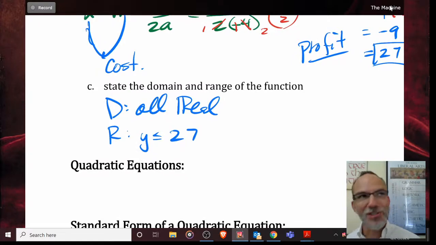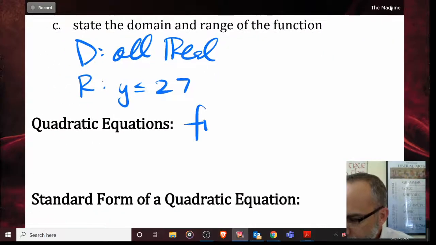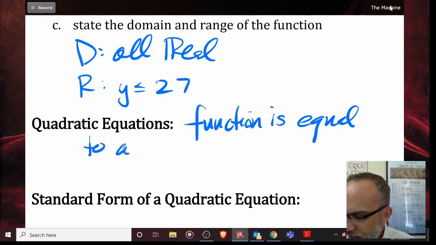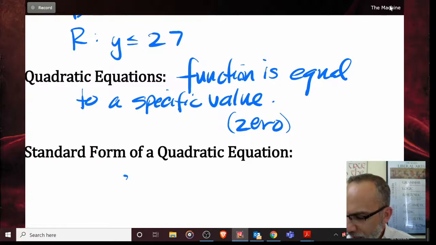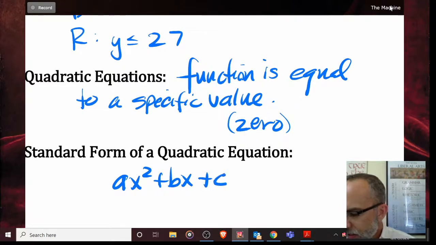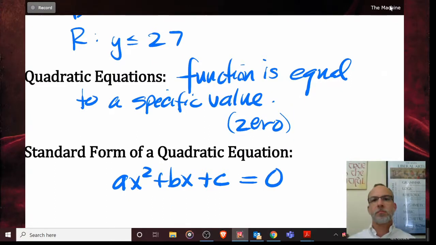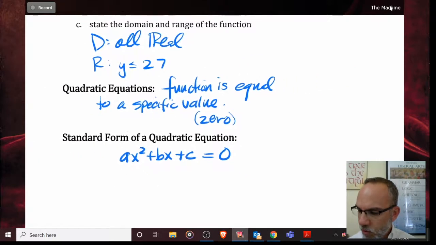Okay, now quadratic equations. How is that different than just a quadratic function? A quadratic equation is when the function is equal to a specific value, most oftentimes 0, or you want it to be 0 when you do it. Okay, so standard form of a quadratic equation is going to be ax squared plus bx plus c equals 0. Okay, it's crucial that it's 0. If it's not 0 on the right-hand side, you need to do some algebra to move it across and simplify. Alrighty? So standard form of a quadratic equation, ax squared plus bx plus c equals 0.